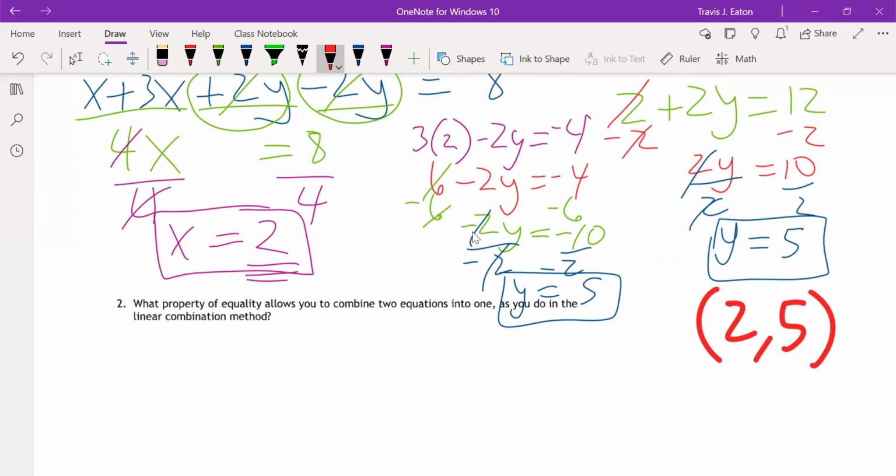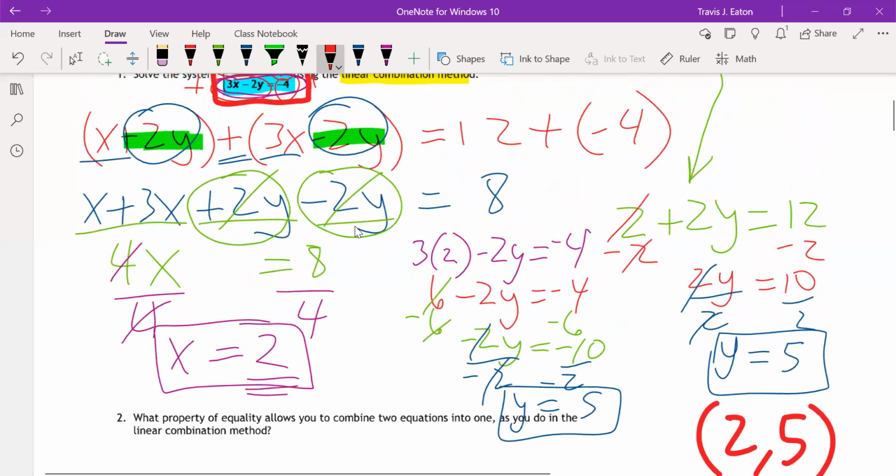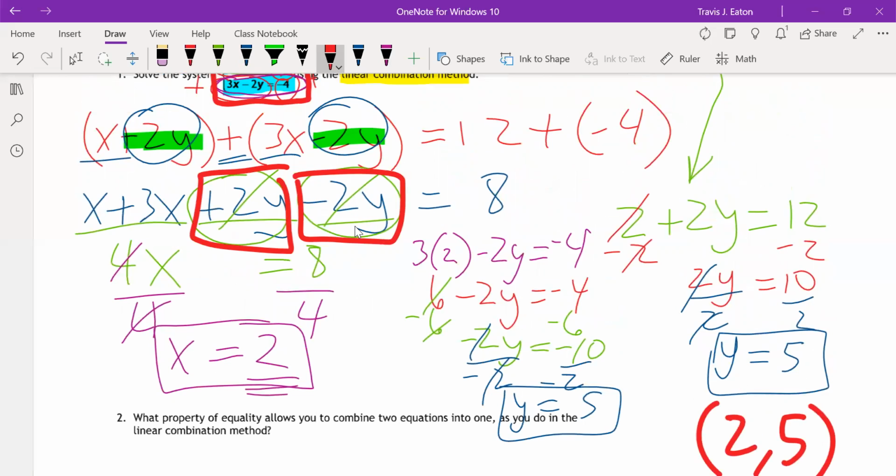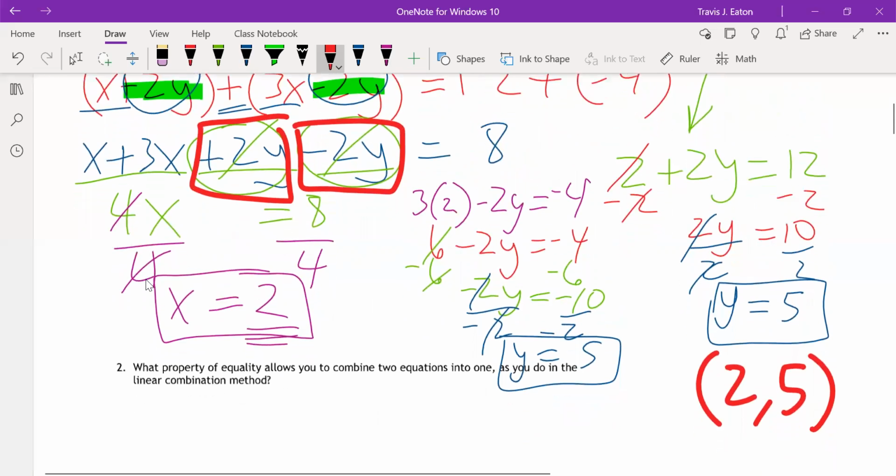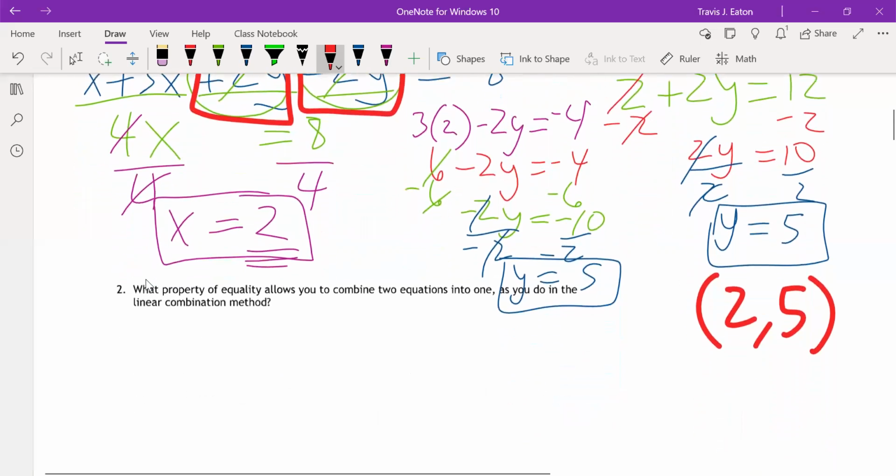The reason I think that they called it the elimination method is because you'll notice when I first started out here, what I did is I eliminated my y variable and coefficient because they canceled each other out. 2 and negative 2 cancel each other out. They're gone. And I was left with just my x variable to solve for. So that's pretty sweet.